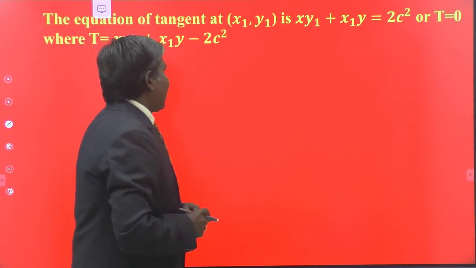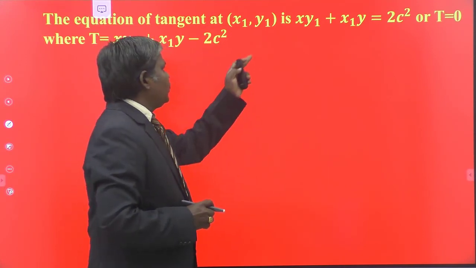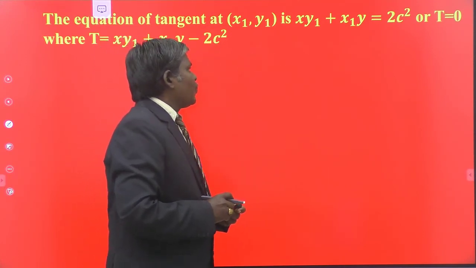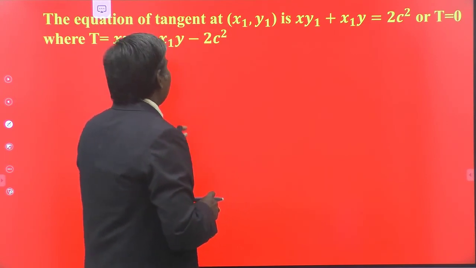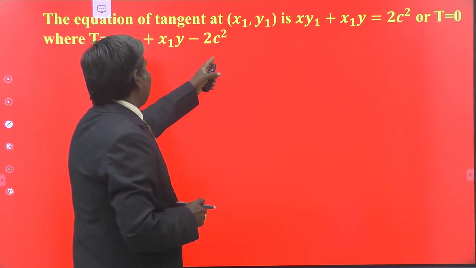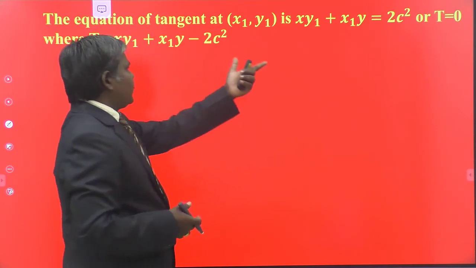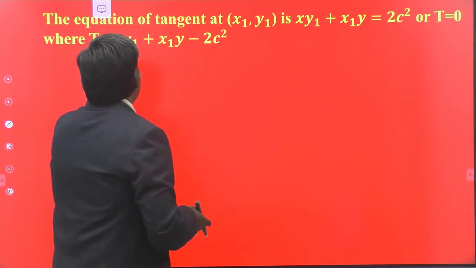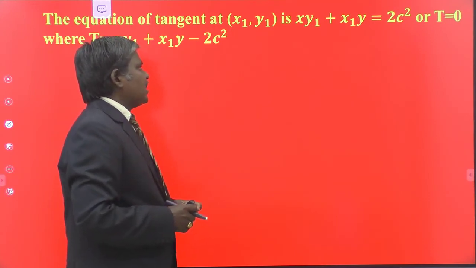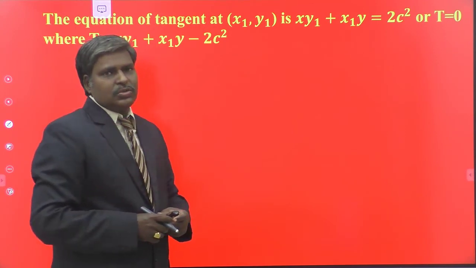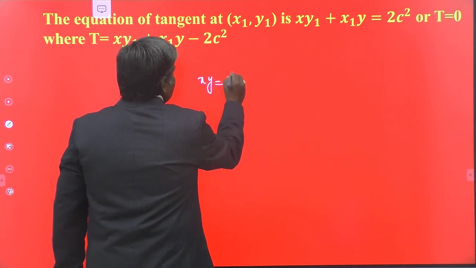Now the equation of tangent at the point x1 comma y1, which is not in the parametric form, is xy1 plus yx1 is equal to 2c square, or T equal to 0, where T is xy1 plus x1y minus 2c square. So this is the notation for T, that is, the equation of tangent at that point x1 y1 is xy1 plus x1y is equal to 2c square. So xy is equal to c square.